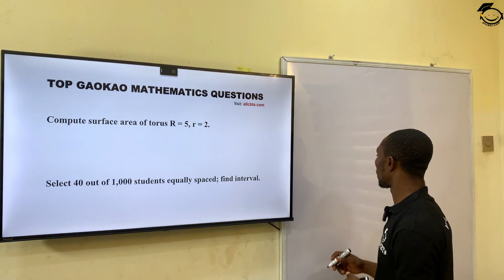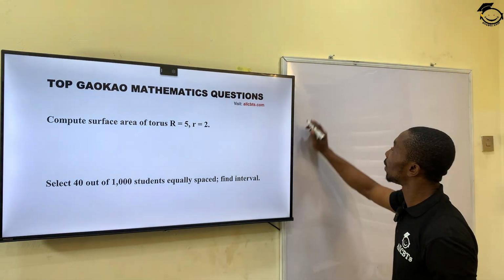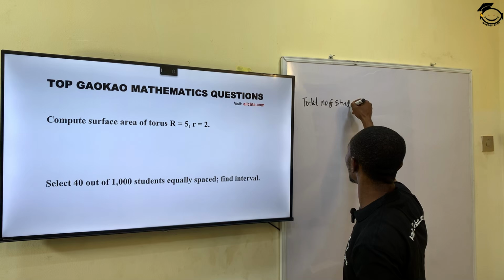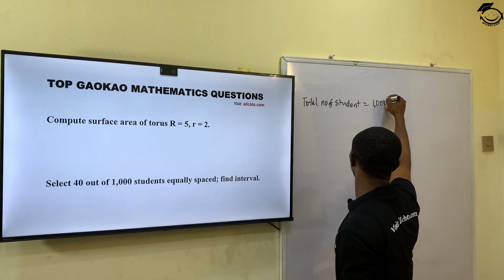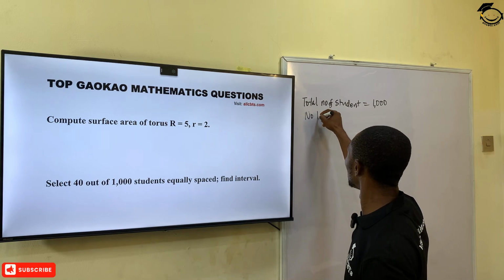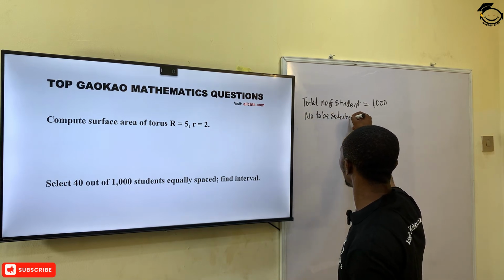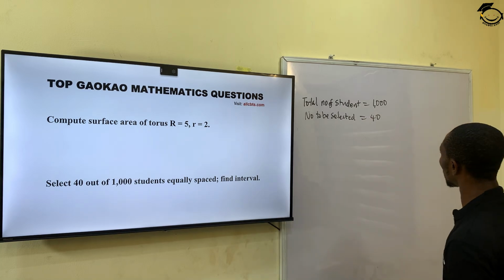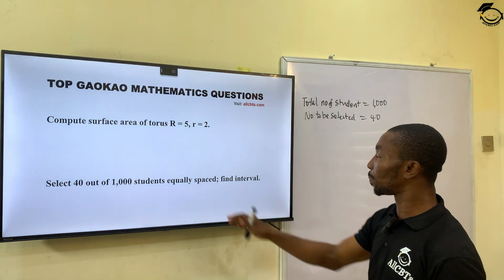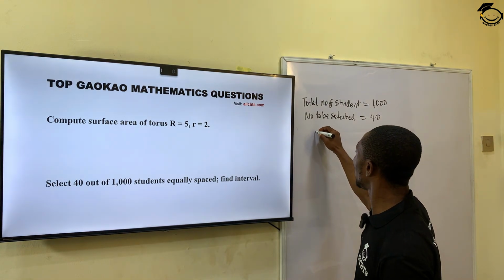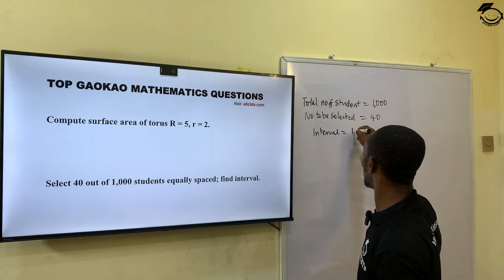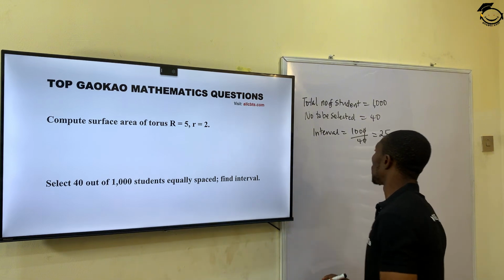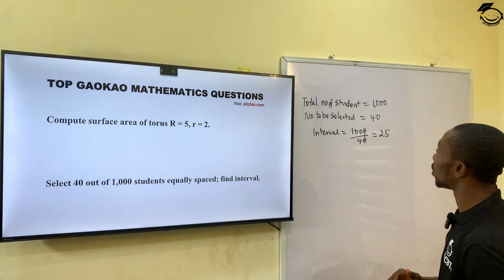Select 40 out of 1,000 students equally spaced. Find the interval. Now, if we are to select 40 students, our total number of students is 1,000, and the number to be selected is 40. Since we have to select 40 students out of 1,000 students, and they should be equally spaced, our interval will become 1,000 divided by 40, which will give us 25. So there will be an interval of 25 amongst the students.